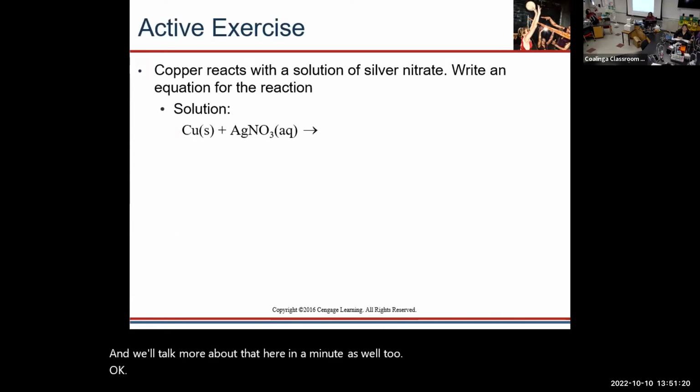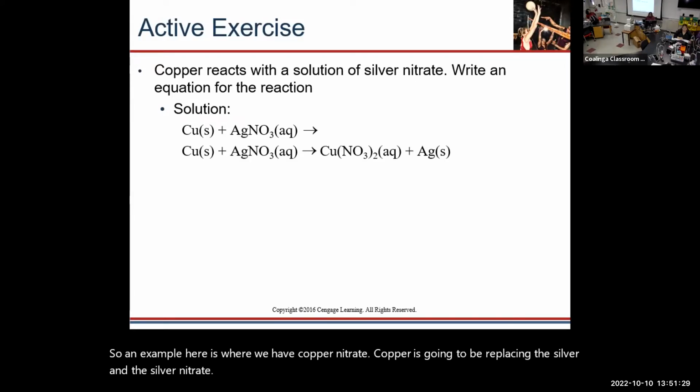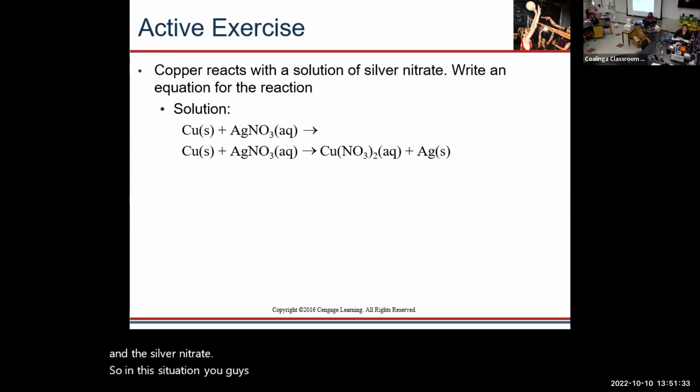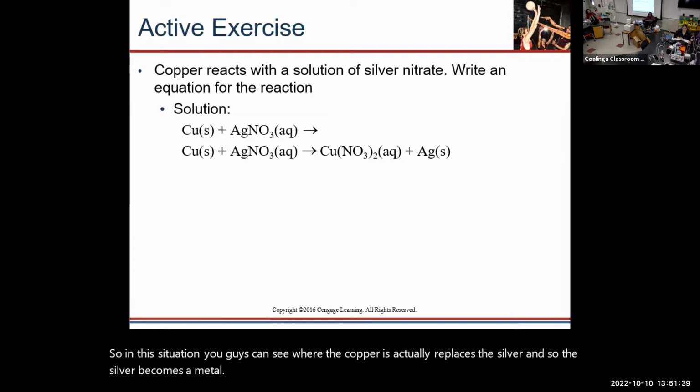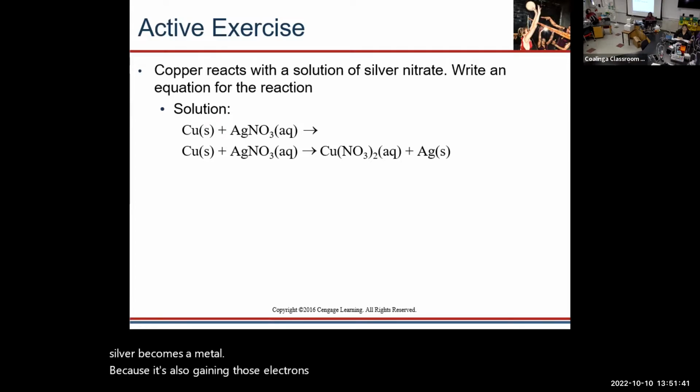So an example here is where we have copper nitrate. Copper is going to be replacing the silver. So in this situation, you can see where the copper actually replaces the silver. That's actually being the measurements that are going to be taken away from copper.